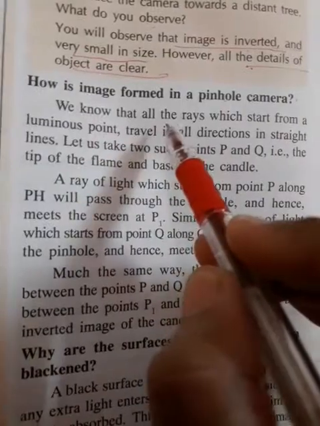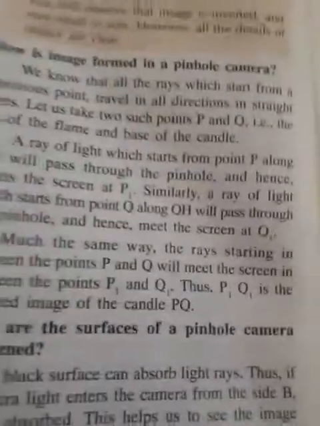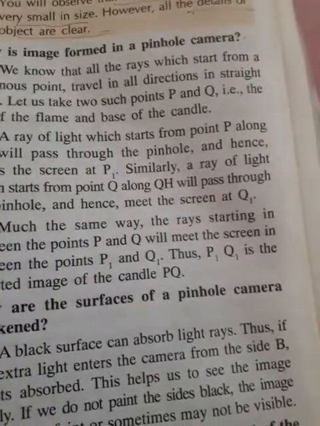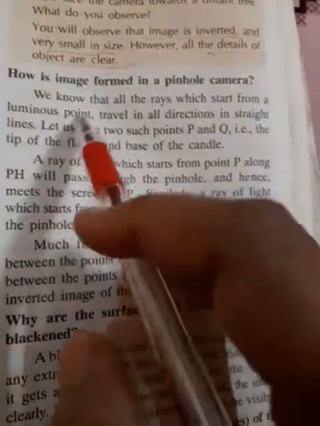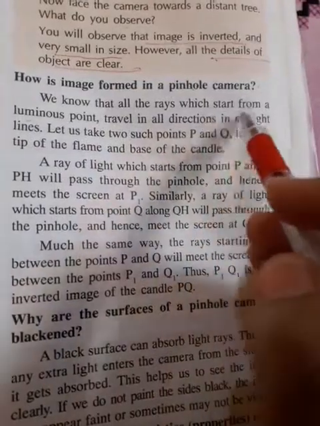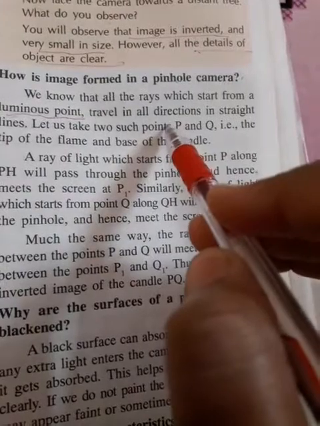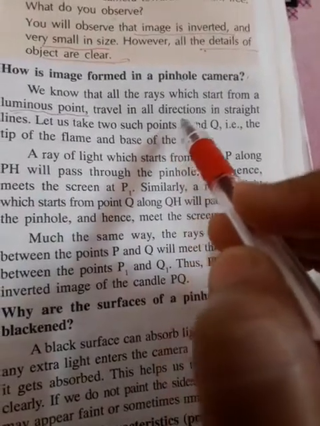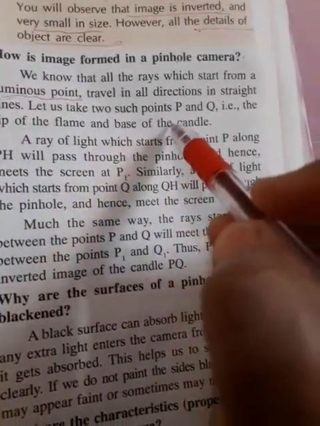We know that all the rays which start from a luminous point... What are luminous bodies? All bodies which emit light energy by themselves are called luminous bodies. So all the rays which start from a luminous point travel in all directions in straight lines. Let us take two such points P and Q.